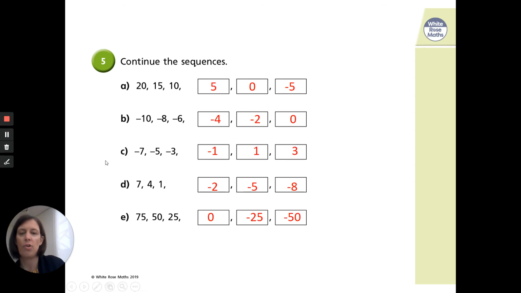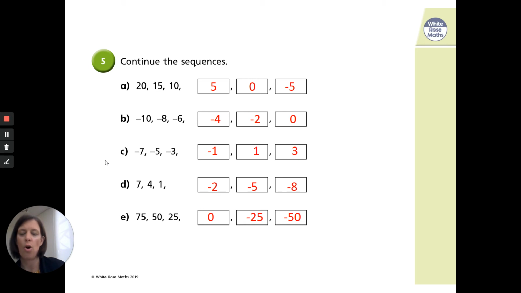Okay, so you can have a look at the answers there. 20, 15, 10, 5, 0 and -5. -10, -8, -6, -4, -2 and 0. That one was counting in 2s. C. -7, -5, -3, -1, 1, 3. Counting in 2s again.